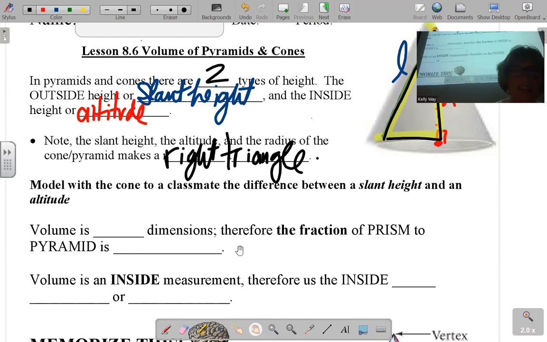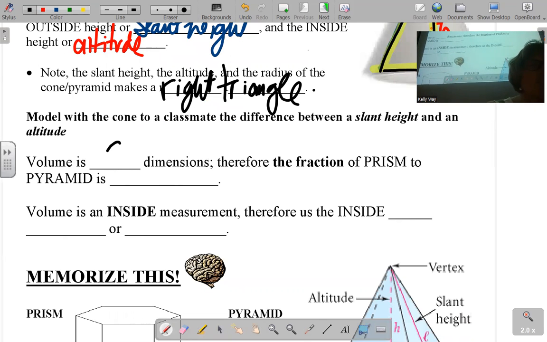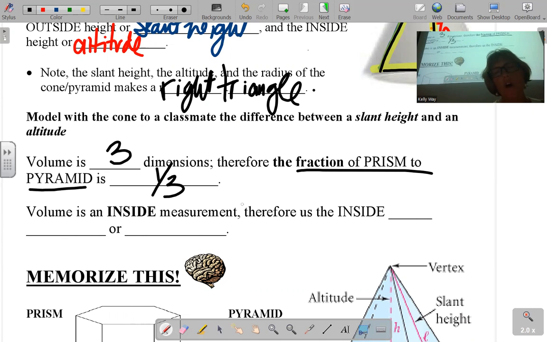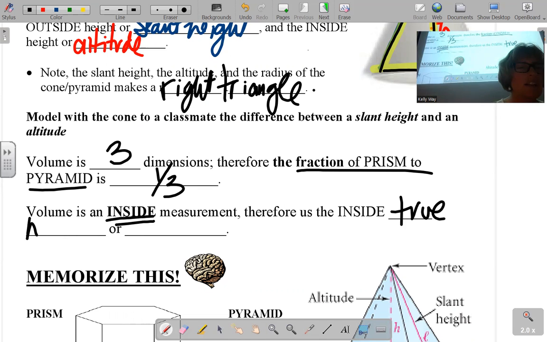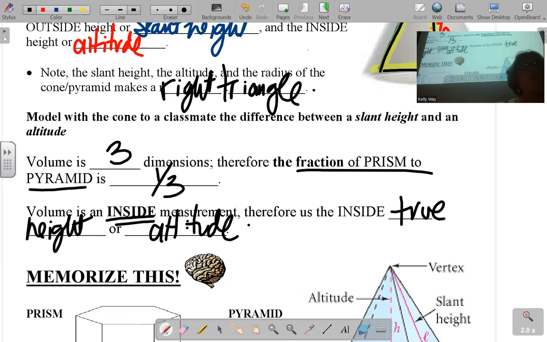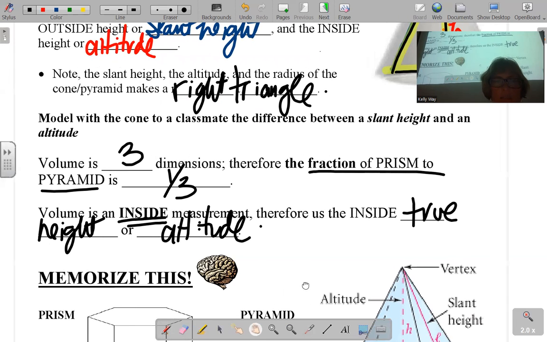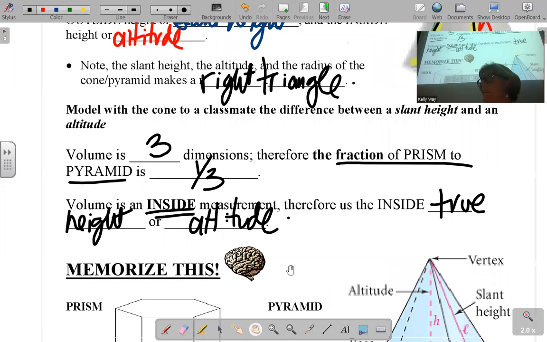Ready. We are right here. Volume is 3 dimensions. Therefore, the fraction from a prism to a pyramid is 1/3. Volume's an inside measurement. Therefore, we use the inside true height or the altitude. That outer height is for surface area. We don't have enough time to talk about surface area. Happily. You mean like that? There you go.